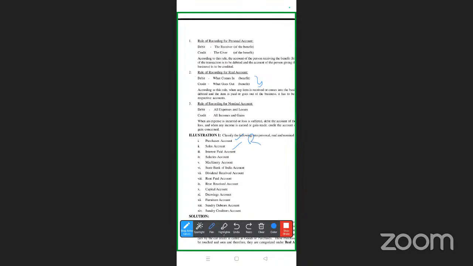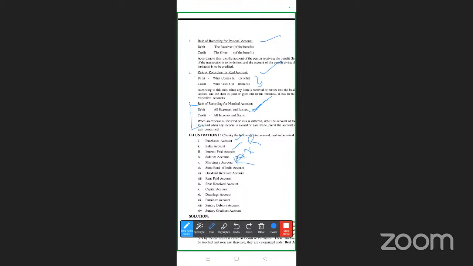Next, interest paid account. Interest we are paying. Paying to whom? There is no name here. It comes under nominal account. Debit all expenses, so interest paid is an expenditure to us. It comes under nominal account. Next we have salaries account. Salaries is also an expenditure to us, so it's a nominal account. Machinery account. Machinery falls under which account out of these three? Real account. Why? Because we can touch, see and feel them. Machine, it's a real account.